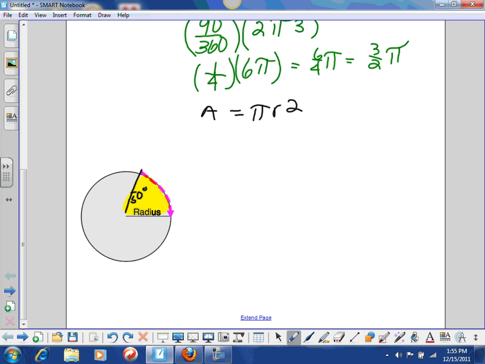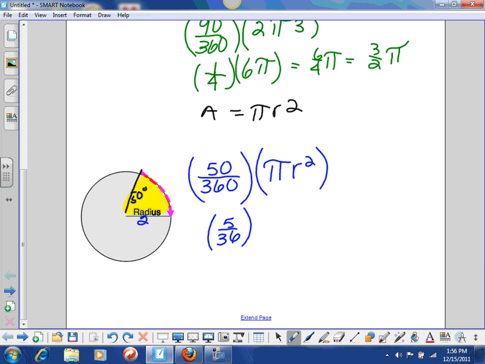That's the sector. So it's going to be more of the area, so it's going to relate to our area formula. Once again, we're going to do whatever we're working with, 50 over 360. Why? Because that's our angle, 50 degrees, out of the whole circle, times our formula for area, which is pi times radius squared. Let's use 2 for a radius this time. So that gives us 5 over 36 times 2 squared, which is 4 pi. Multiplying them out, we have 20 over 36 pi.